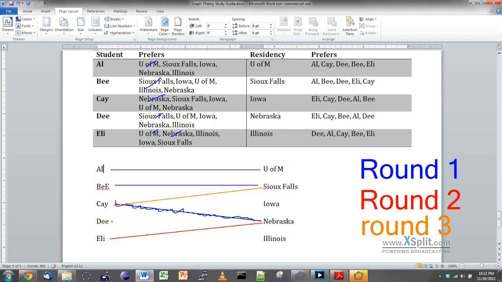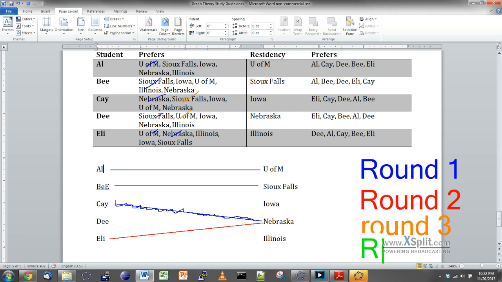D is going to propose to U of M. U of M says, nope, we like Al a lot better. Sorry, D, you're not our ideal candidate. That's unfortunate. D and K both did not get their next choice, but that's totally fine. They're both going to propose to Iowa next, so I'm going to switch over to green here.